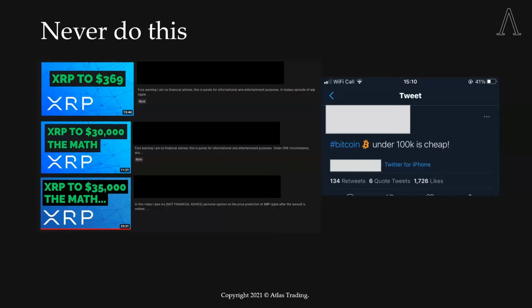I was thinking before recording this, I was never going to say that, because if it manages to get to that price target in future, then I'm going to look like a right idiot. But it will never go to 35,000.